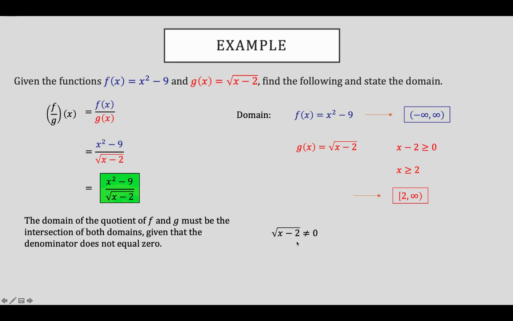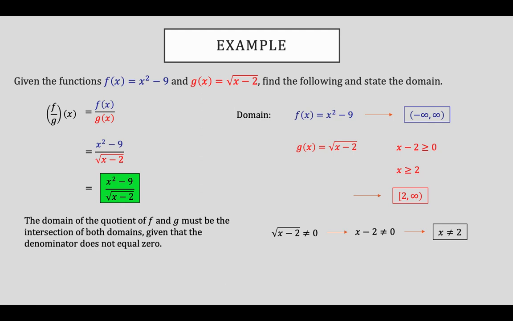So let's see if we can solve for x. To solve for x, we would square both sides of the equation. Squaring is the inverse operation of taking a square root. It undoes that square root. That gives me x minus 2 cannot equal 0. In solving for x, I get x cannot equal 2.